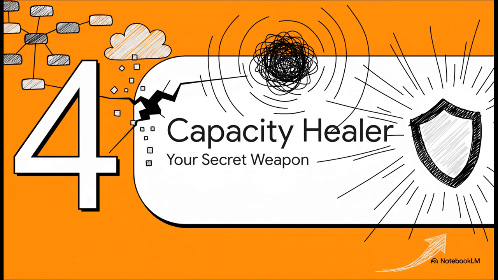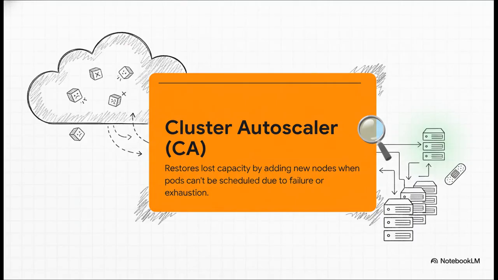Well, this is where your secret weapon comes into play. Meet the cluster autoscaler. Its job sounds simple, but it is absolutely vital. It watches for pods that can't get scheduled, and then it automatically adds new nodes to the cluster so they have a place to run. In a failure scenario, this isn't just about scaling for load, it's about healing your cluster.